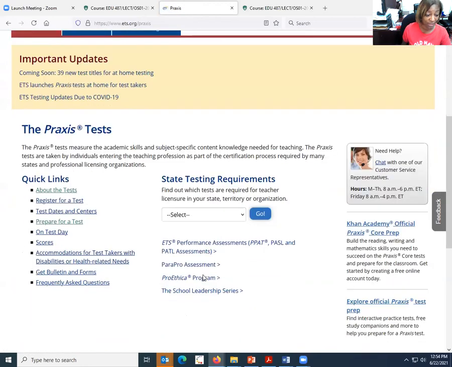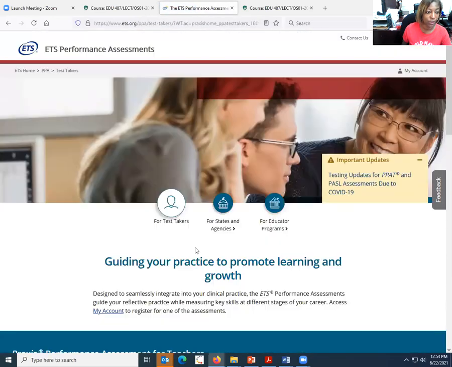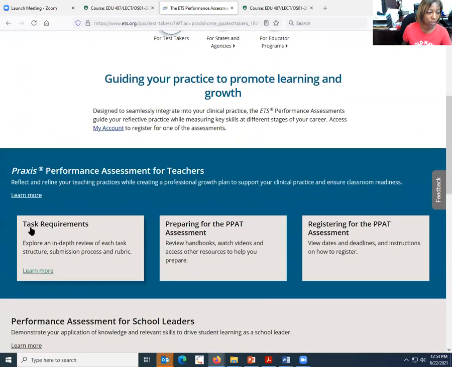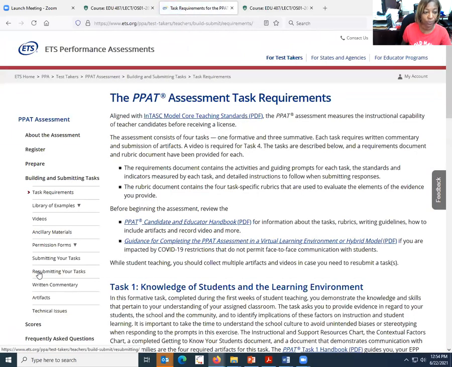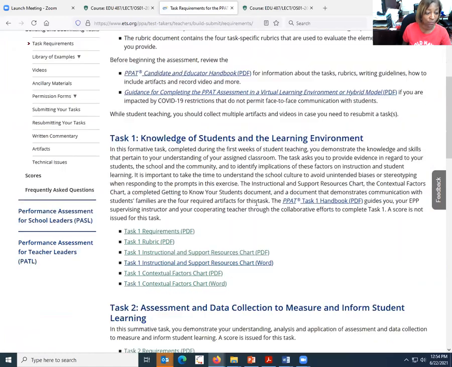Once you get to this page, you will click on ETS Performance Assessments. And once you get to this page where it says ETS Performance Assessments, you will click on Task Requirements, Learn More. This will take you to the PPAT Assessment Task Requirements. Task 1 is knowledge of students and the learning environment, which is the task that we are concerned with today.